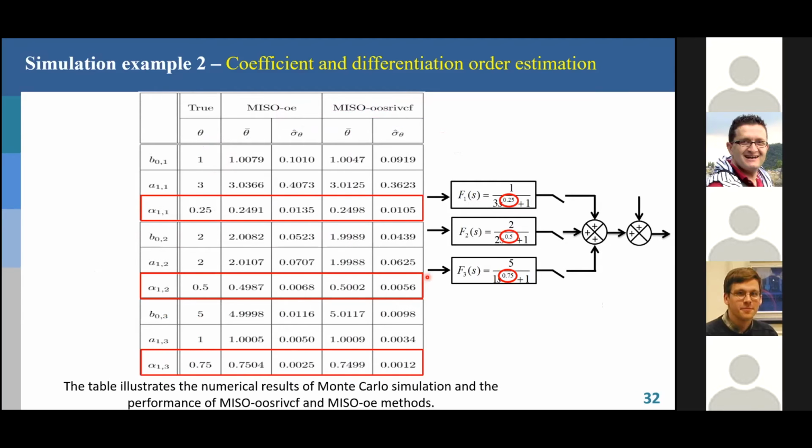And we can see here the table that illustrates the numerical result of a Monte Carlo simulation. We can see here that we had converged to the true parameter for the both methods. And we can see here also that the variance is minimal.